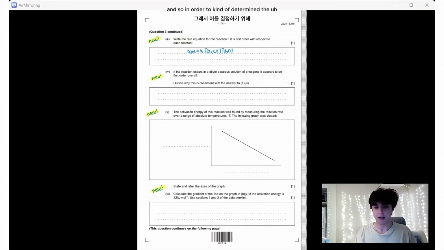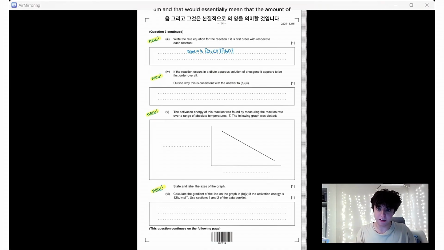And so in order to determine the order of reaction, you have to change the concentration of each reactant, right? And so if you're changing the concentration of phosgene, and it's just mostly water and barely any phosgene at all.